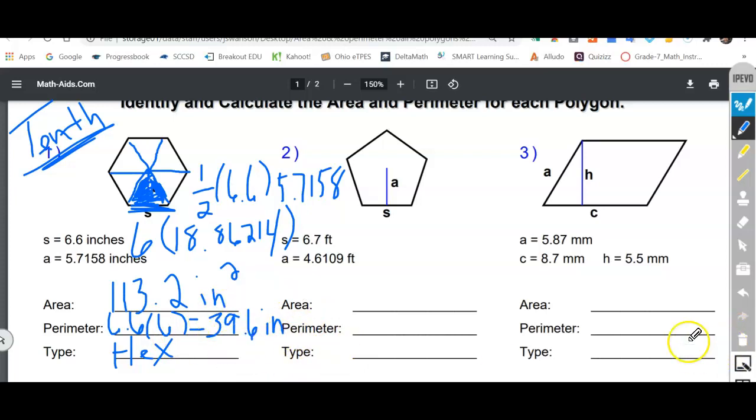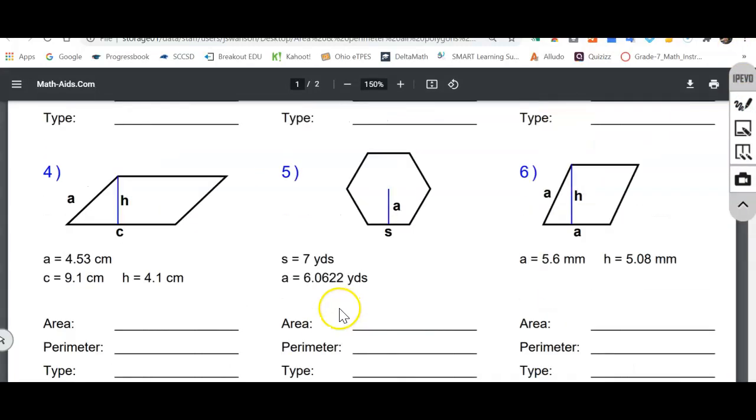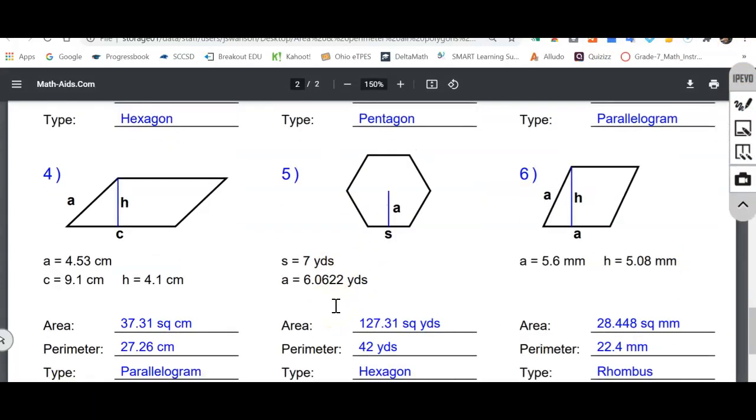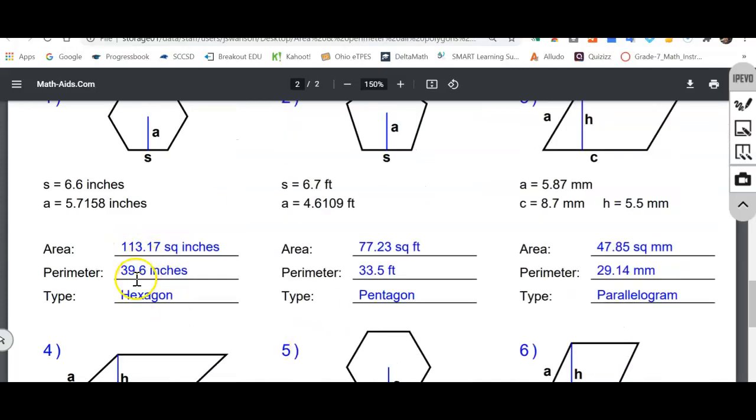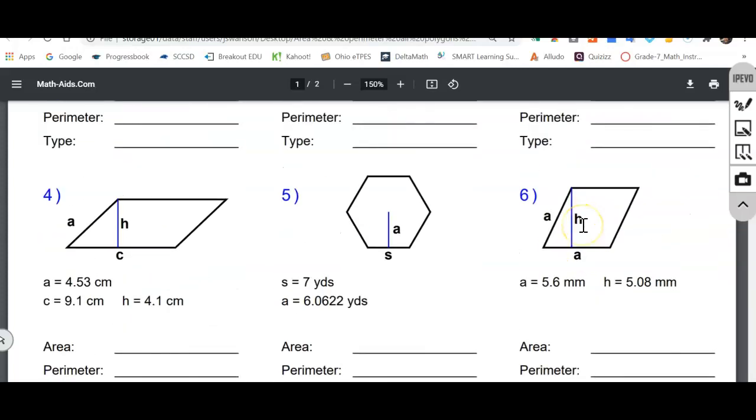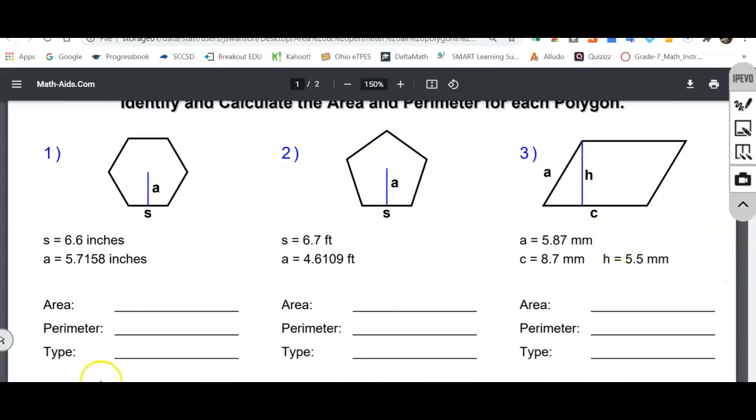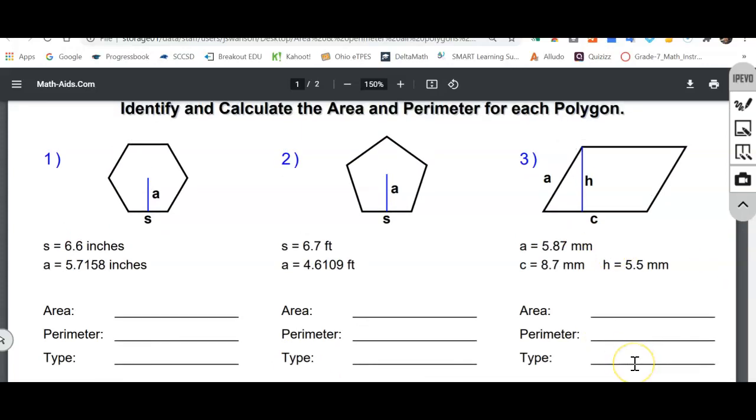So 113 and 39. And let's go down here and check then. 113 and 39. You should be rounding to the nearest tenth. So their rounding looks like to the nearest hundredths, didn't they? But you can round to the nearest tenth. All right. You get to try number 2. Number 3.